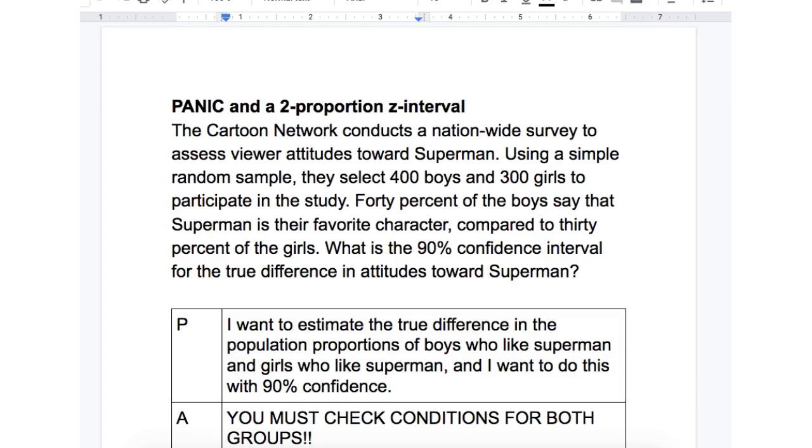interval, which means we're going to use PANIC. That's our memory aid, our mnemonic device. So I've got the Cartoon Network. They conduct this nationwide survey to see the percent of boys and girls who like Superman. Out of 400 boys, 40% of the boys like Superman. Out of the 300 girls, only 30% like Superman. And they want to estimate this difference between the two population proportions with 90% confidence.